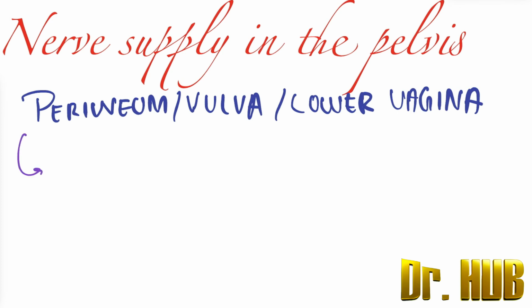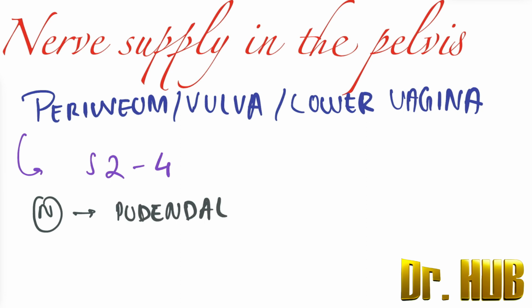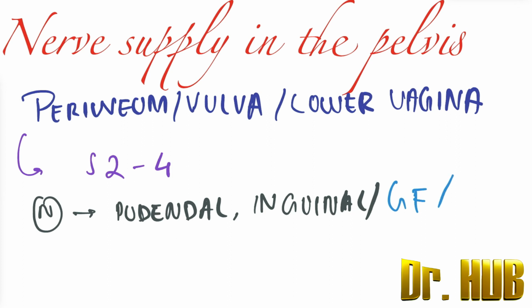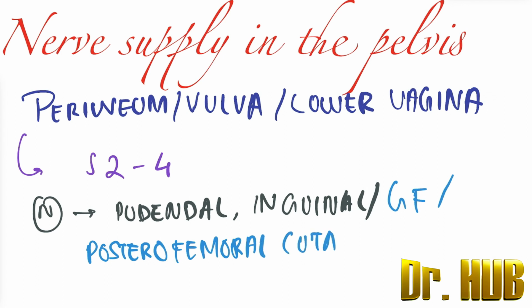So what are the spinal segments here? It involves S2 to S4. What are the nerves which are involved here? The nerves involved are the pudendal nerve, the ilioinguinal, the genitofemoral and the posterior femoral cutaneous.